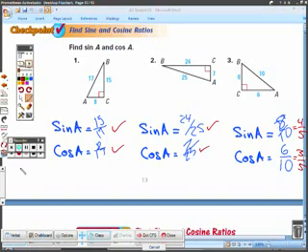Any questions? Katrina had a question. She was asking me, sir, I don't know what's over what, or which one's adjacent or opposite. So Katrina, I'm going to look at this one. Here's A. What's opposite from that angle A? 24. That's right. So you would know the sine would be 24 over 25.